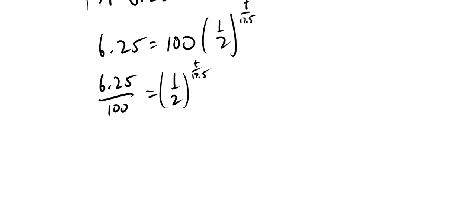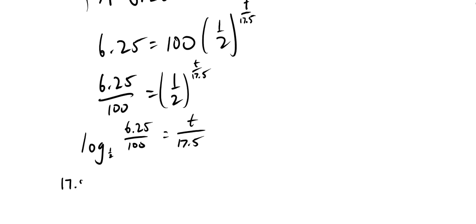So if I'm going to rewrite this in terms of logs, the base stays the same. Log base 1/2 of 6.25 over 100 equals t over 17.5. I can bring the 17.5 over and look, I've isolated t. Try punching that into your calculator. Either you can use the change of base formula, or if you have a calculator that can do it, you can just do 17.5 times log base 0.5 of 6.25 divided by 100.